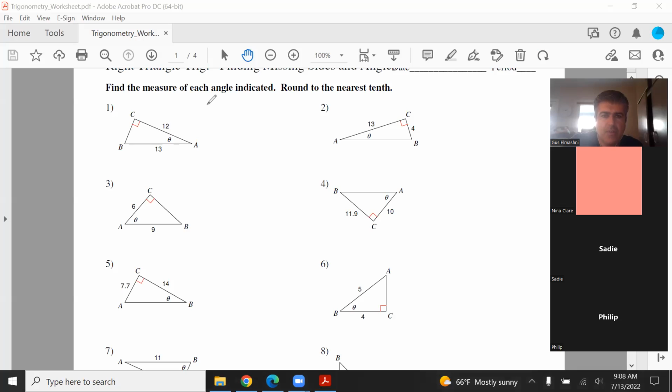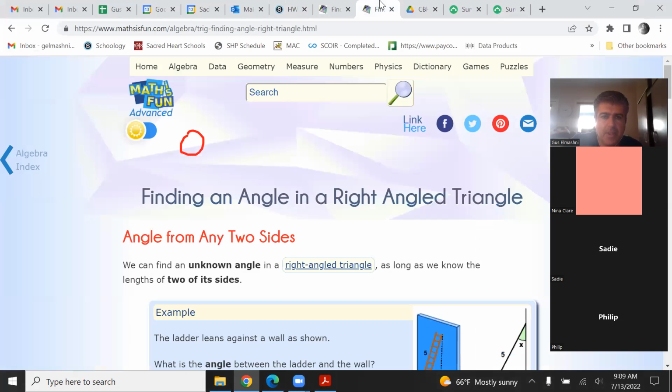So you're asked to solve for the angle, right? So you're asked to solve for angle A here. Now, if you're stuck with that, this is where you can use some of the resources I shared with you. So this one's finding an angle in a right angle triangle.